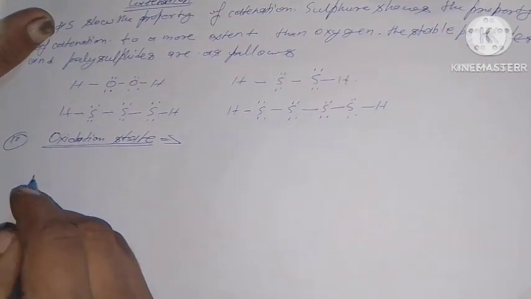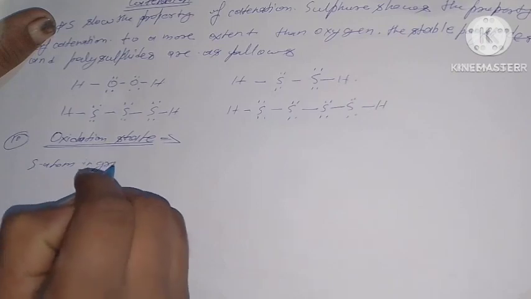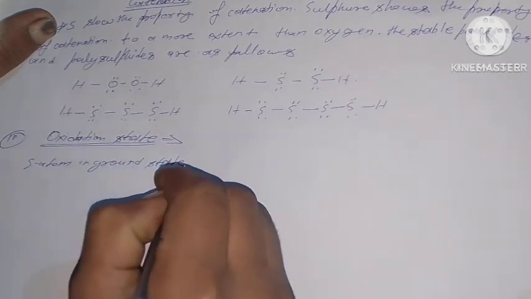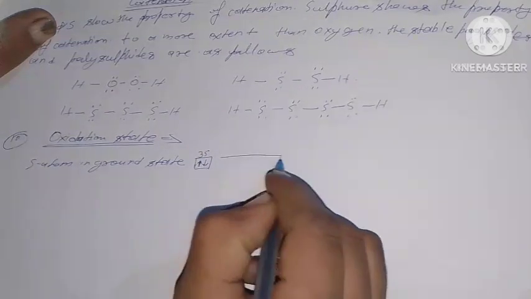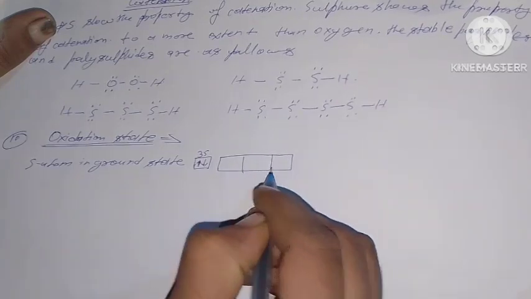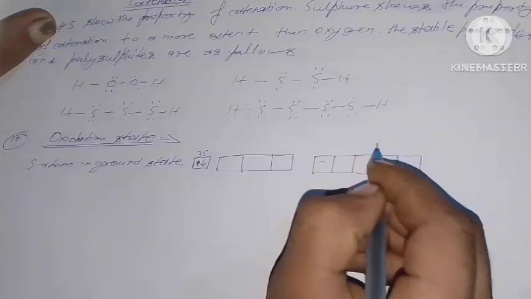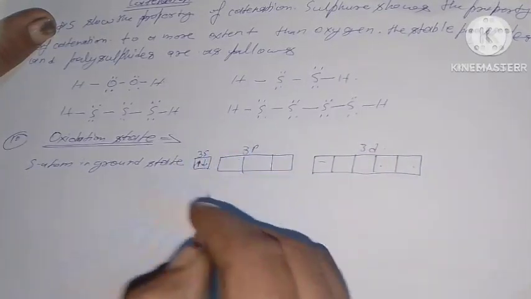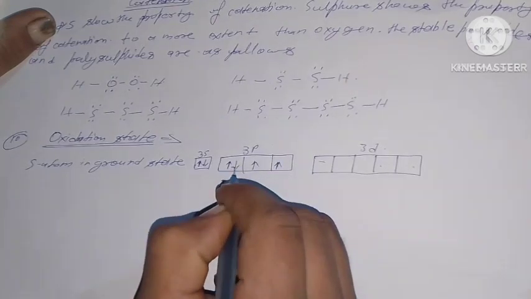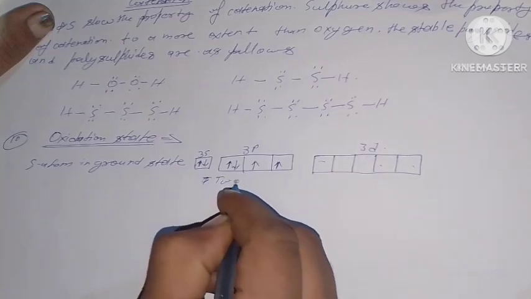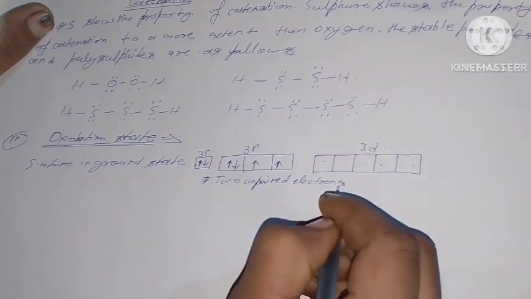Sulfur atom in ground state: 3s, 3p and 3d orbitals. Two unpaired electrons, so it has two unpaired electrons, covalency 2.